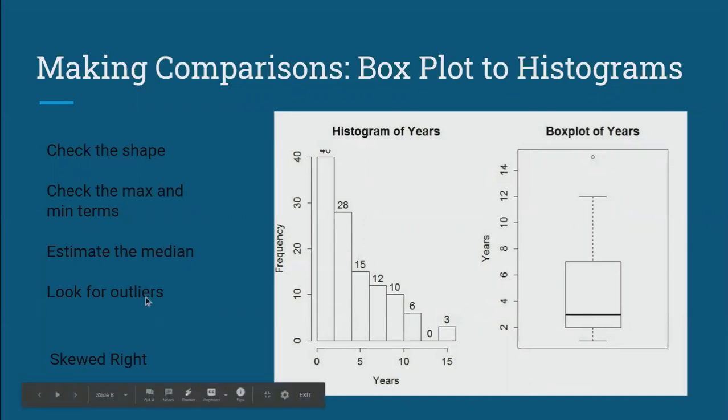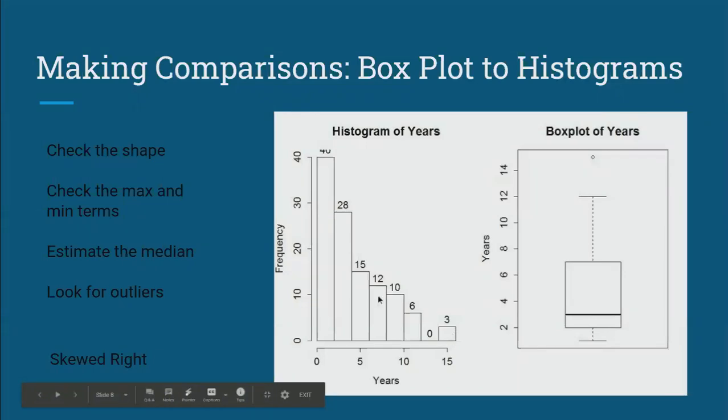Yes? We look for outliers. Now, again, an outlier is anything that is not a part of the main body of data. And it is marked in a box plot. See this little circle out here? That circle is representing this value.